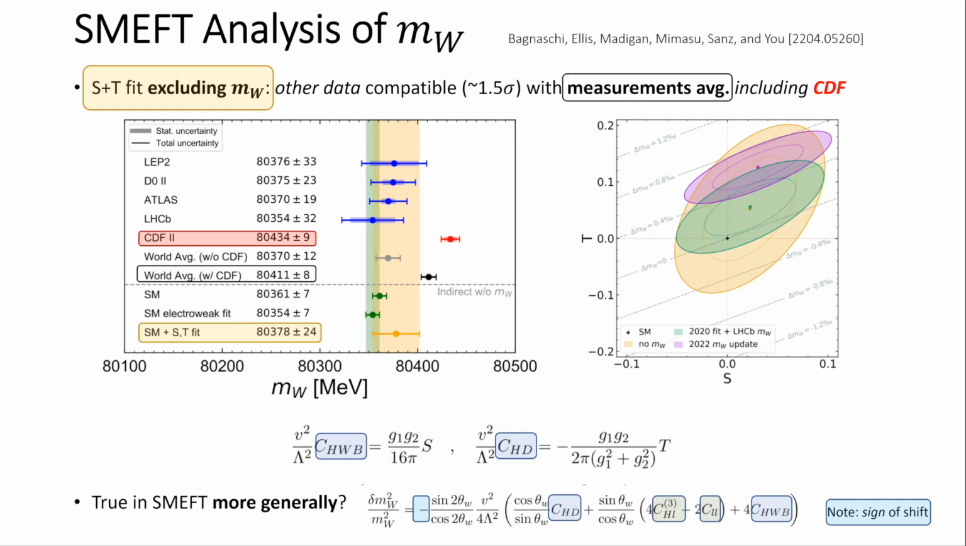Someone just put it in the chat. Yeah, but there they're talking about g mu minus two, not g e minus two. Yes, that was for g mu. Yeah.